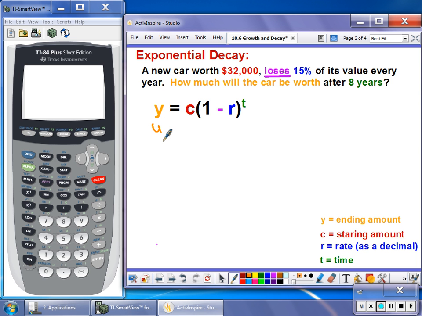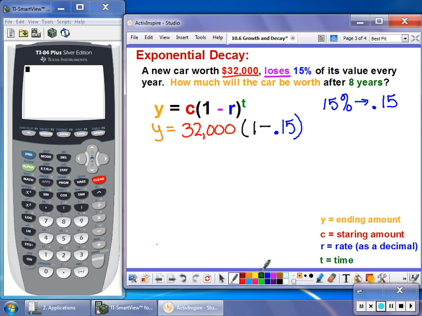We don't know our ending value, but we do know C, which is my starting amount, 32,000. So I'll plug that in here. And then I've got my 1 minus my rate. My rate is 15%. Don't forget we have to change that to a decimal before we plug it into our formula, so 0.15. And I want to know how much the car will be worth after 8 years, so my amount of time is 8. Let's go to the calculator now.